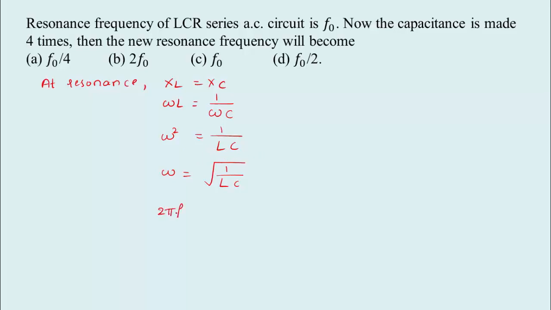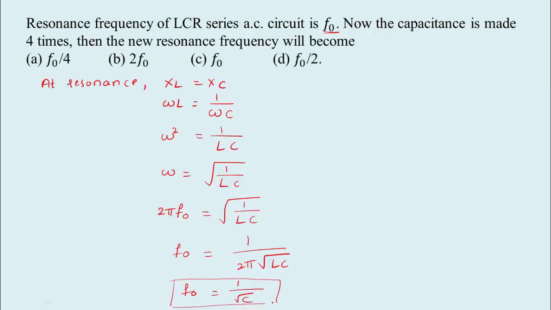Or if you want you can directly use omega means 2 pi F. So here in the problem it is given F0. So we can write 2 pi F0 equal to root of 1 by LC, or F0 equal to 1 by 2 pi root of LC. So this equation directly we can use here, but remember we have to concentrate only on the capacitor. What is the relation between F0 and C here? F0 equal to 1 by root C. So this equation we can use now to find the new resonant frequency.